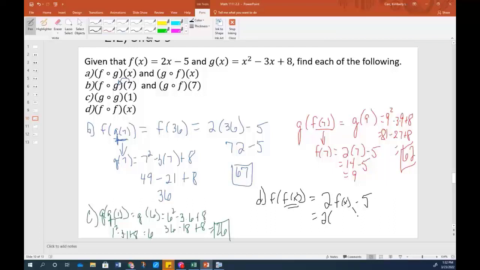But what is f of x? 2x minus 5. And so then I have 2 times 2x minus 5 minus 5. So you can see here it's been plugged back into itself. So now we clean that up and we have 4x minus 10 minus 5, which is 4x minus 15. And that's the answer.